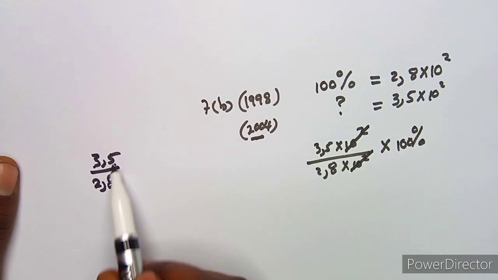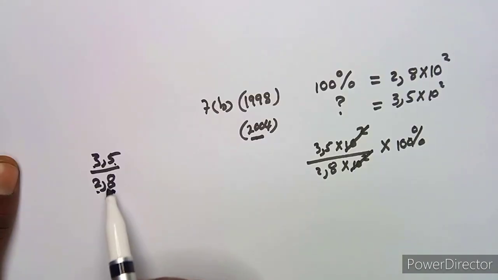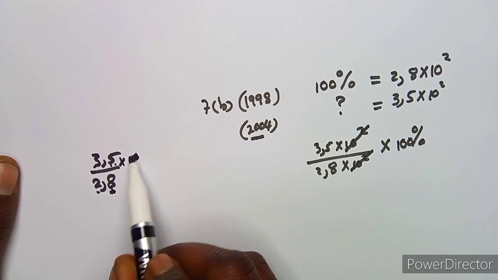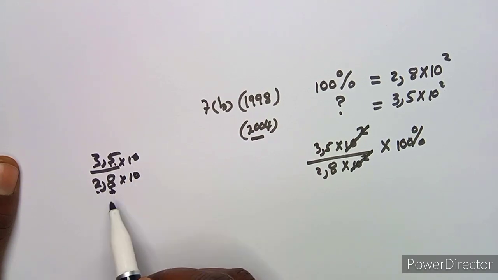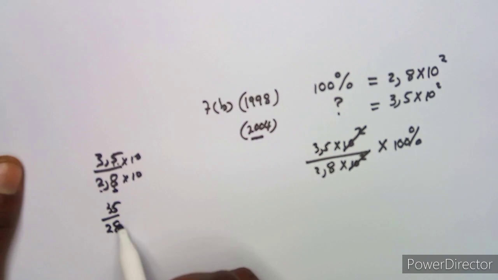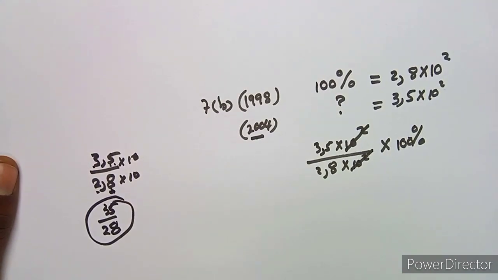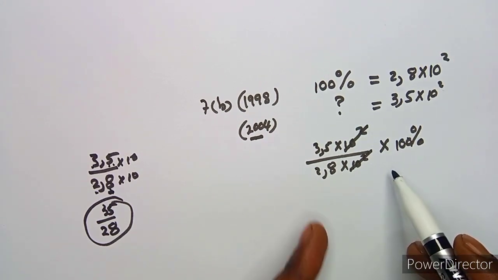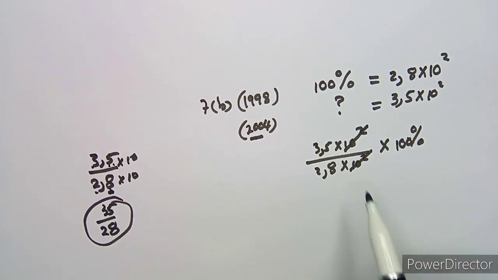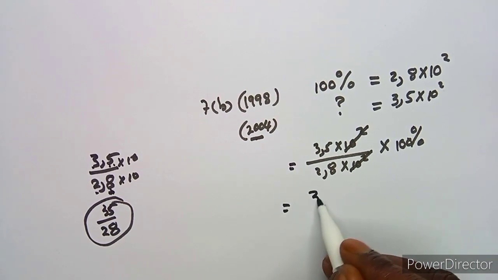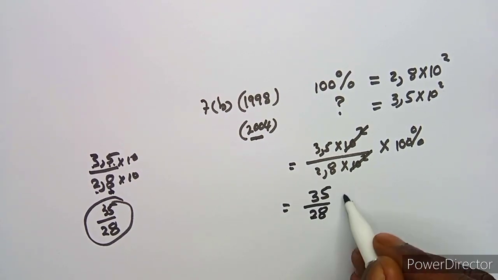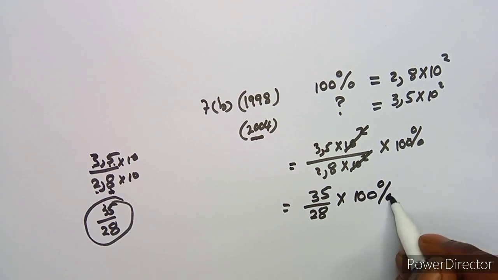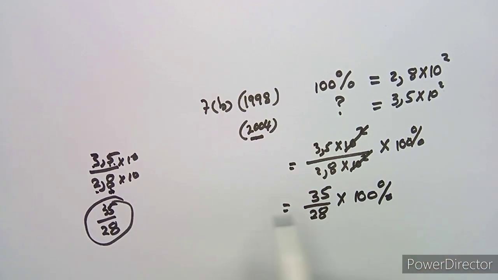But guys, 3.5 over 2.8, we have got one decimal place, so you can just multiply by 10 and 10, which is going to give you 35 over 28 as a whole number, so that at least you can work with something that you understand rather than a decimal fraction that you don't understand. All right, so this is going to give us 35 over 28 times 100%. I haven't changed anything, because what I did on the numerator, I also did on the denominator, so that has got no effect.